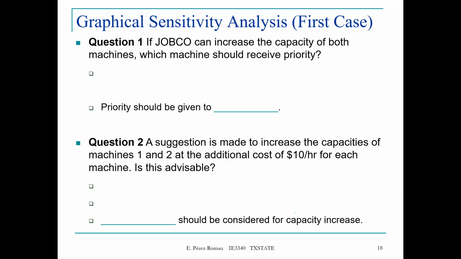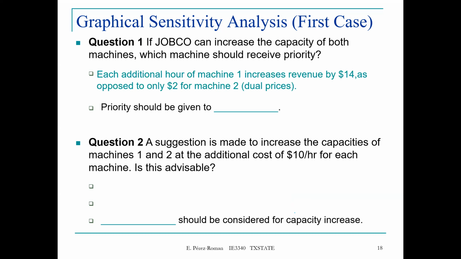Question 1: if JEPCO can increase the capacity of both machines, which machine should receive priority? The answer is that an additional hour of machine 1 increases revenue by $14, as opposed to only $2 for machine 2. Those are the dual prices for machine 1 and machine 2. Based on those numbers, we should give priority to machine 1 because the revenue is going to be higher for machine 1 versus machine 2.